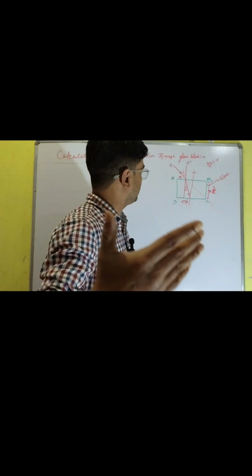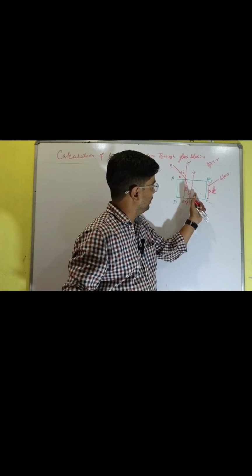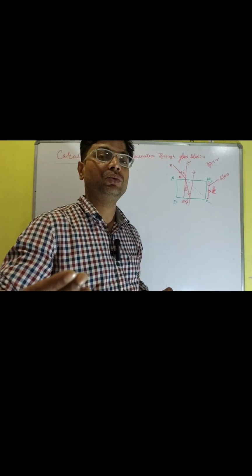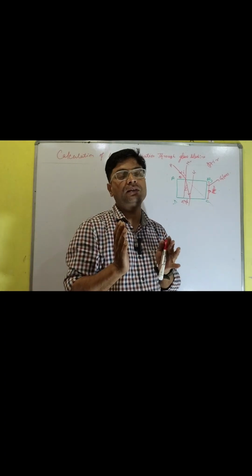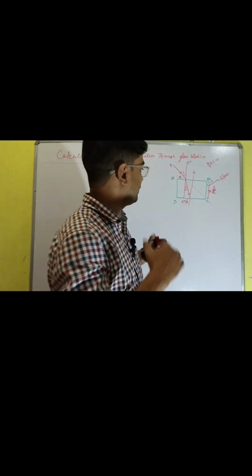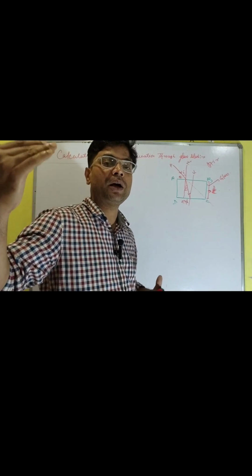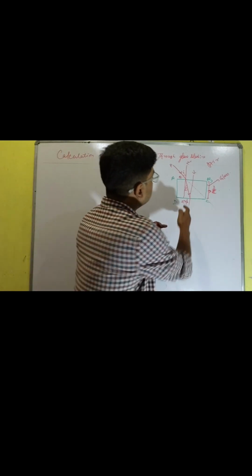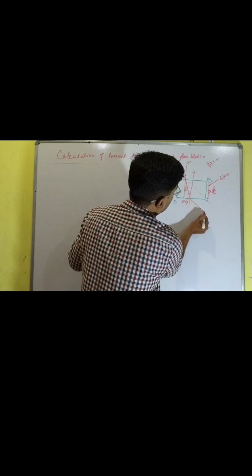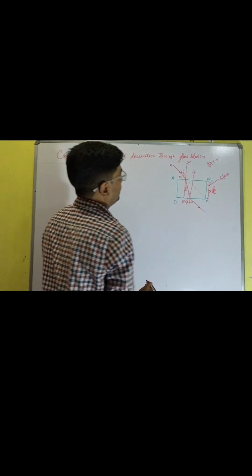Again from the concept of reflection, while the incident ray passes through a denser medium and enters the rarer medium, the ray will go away from the normal. It means this ray has gone away from the normal.